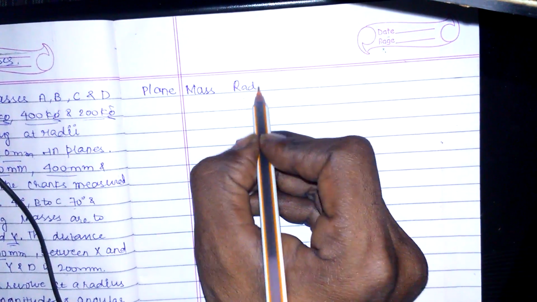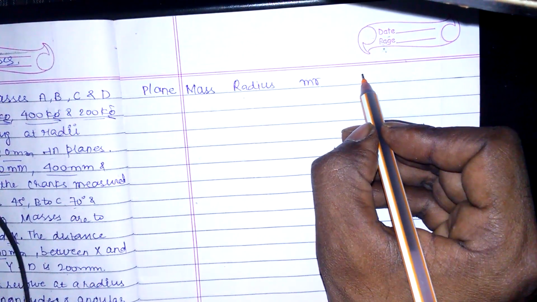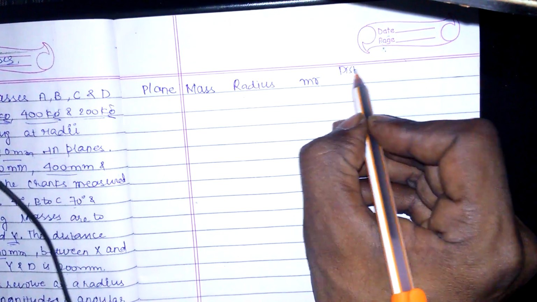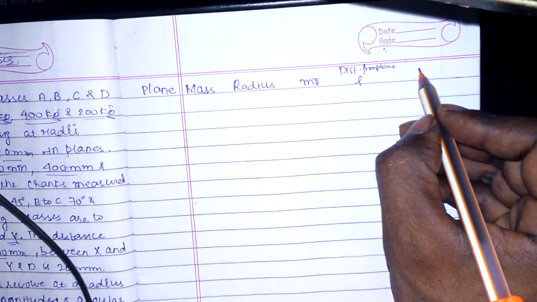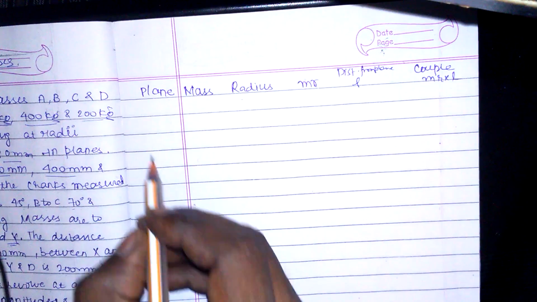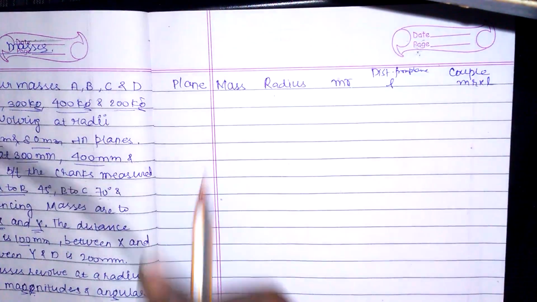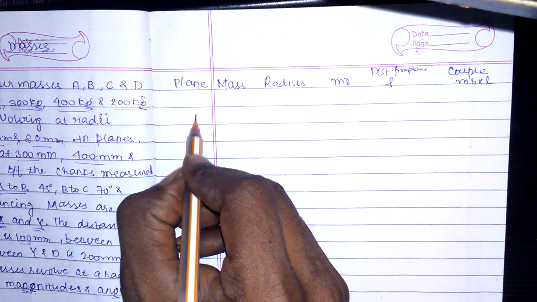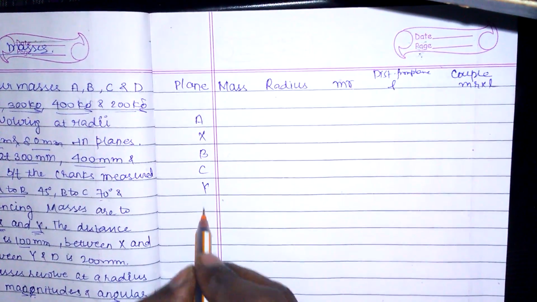Now let us draw a table for further details. So first of all, there will be a plane, mass, radius, centrifugal force divided by omega square, so let us say directly mr. Distance from plane, say L, and at the end couple, that will be mr into L. So we have six planes: A, X, B, C, Y and D. So write it down: A, X, B, C, Y and D.